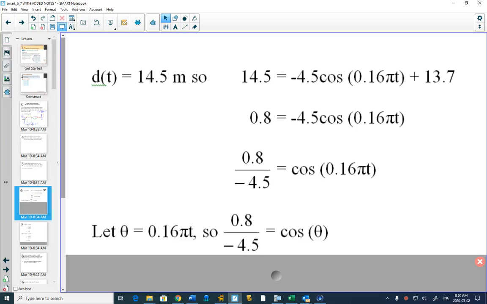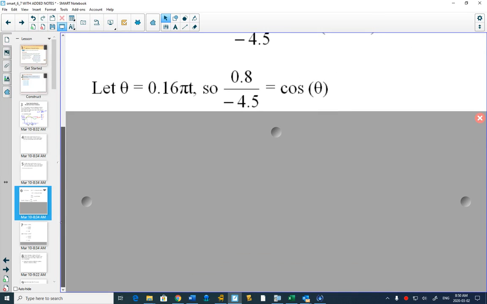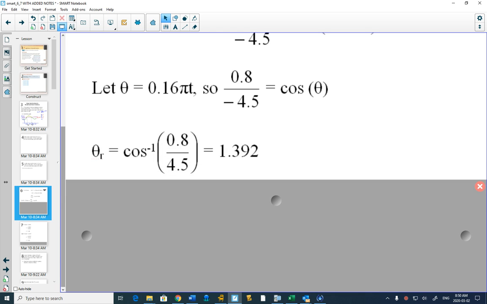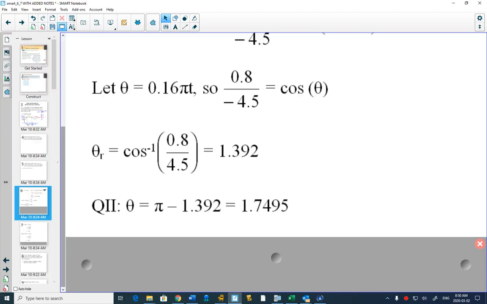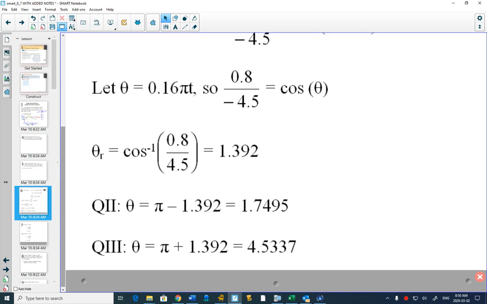Obviously, it's not on your pie plate, so you would need to find your reference angle. How do you find a reference angle? You do cos inverse of the positive value, not the negative value. And we find out our reference angle is 1.39. If cos is negative, it's in quadrants 2 and 3. So once you have your reference angle, you could find your answer in quadrant 2, and you could find your answer in quadrant 3.